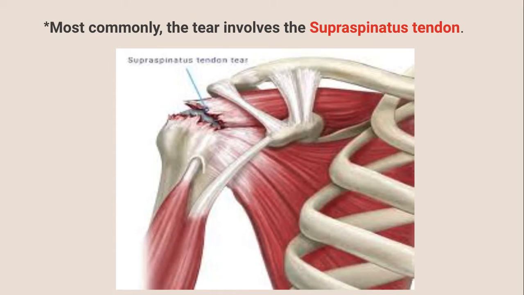Most commonly, the tear is involved within the supraspinatus tendon, and research shows that 13% of rotator cuff tears are strictly just in this tendon alone. So that's really important to know.